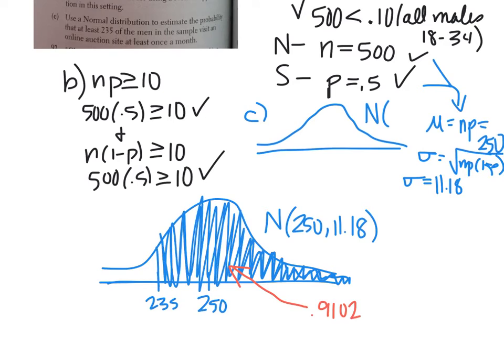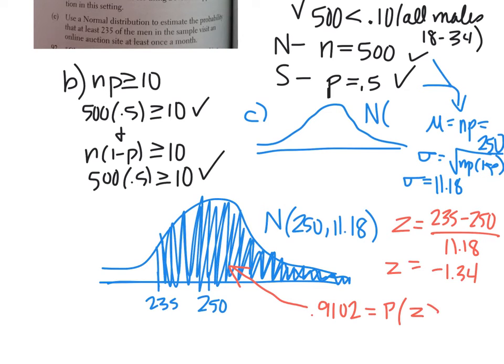And it ends up being 0.9102. Just a side note, if you wanted to find the z-score, if you were using a table and you didn't have the technology, you would do 235 minus 250 divided by 11.18. That would give you a z-score of negative 1.34. And then you could look at the normal table. Now the normal table is going to give you the area to the left of that z-score, so you would have to do 1 minus that. And that would eventually get you to this right here. So this is the probability that z is greater than negative 1.34.